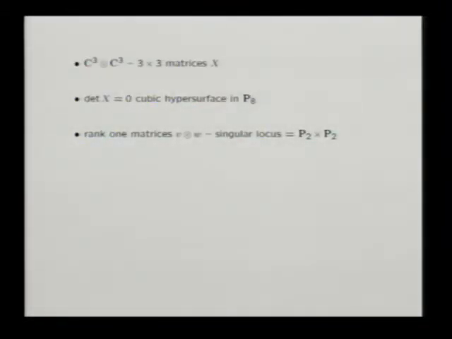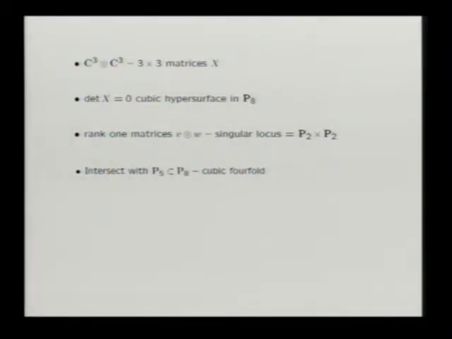So now we take all 3x3 matrices, not just symmetric ones. So this is a 9-dimensional vector space. And you look at the singular ones. So you look at the determinant equals 0. So this is now a cubic hypersurface in P8. So it's a 7-dimensional one. Inside this, you have the rank 1 matrices. So these are of the form V tensor W, if you like. And it's clear that that's then a copy of P2 cross P2. So that's sitting inside this cubic hypersurface, and this is the singular locus of this cubic.